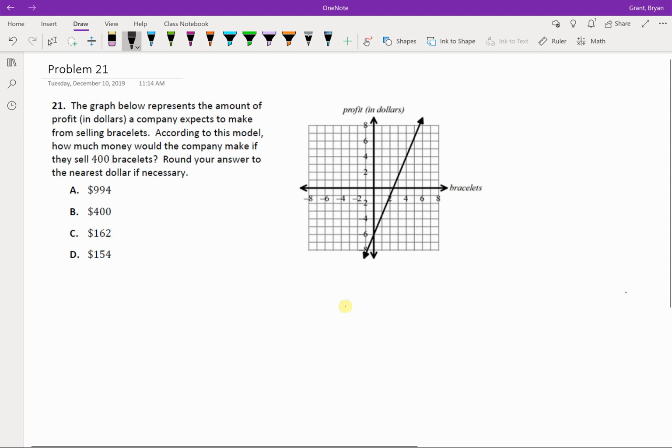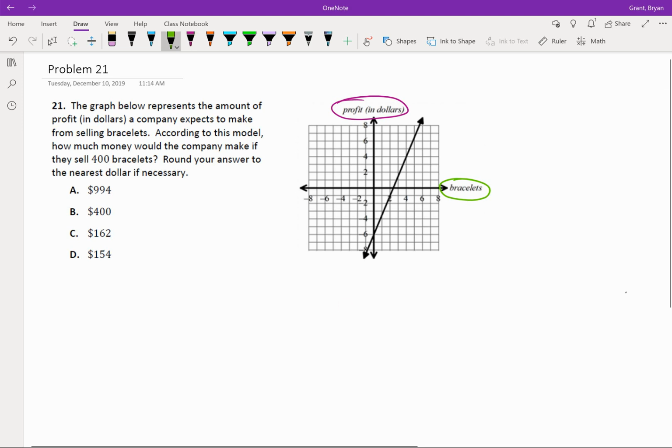All right, here we go. We have a graph. It seems like the x-axis tells us about bracelets and the y-axis tells us about the profit. And if you read the problem over on the left, it says for every number of bracelets you sell, you make some sort of profit. So let's see if we can find a couple points on this graph to understand what it's saying.